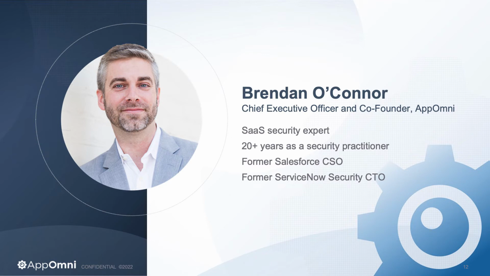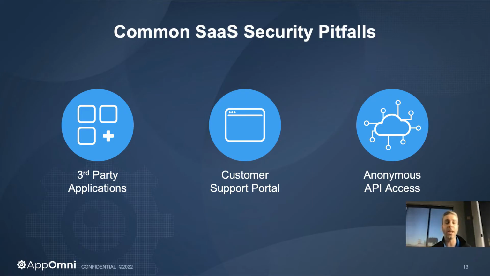And as part of that, I get asked all the time, how are people actually getting breached? Let's talk about real world risk. So today I'm going to walk through 3 recent and real examples of where we have seen risk and where common pitfalls within SaaS security have led to pretty terrible outcomes. I'm going to talk about a third-party application breach. I'm going to talk about accidental data exposure through a misconfigured support portal. And then lastly, anonymous API access, how it happens and how it can cause such a big problem.